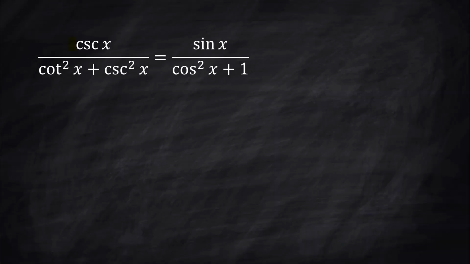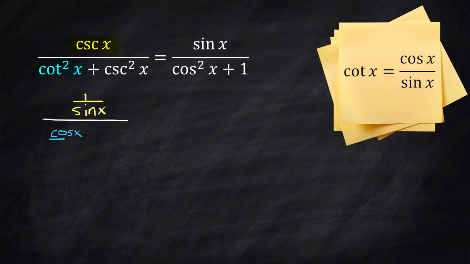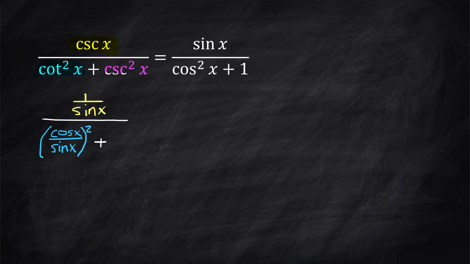Again, I'm going to switch everything into sines and cosines. Cosecant x on the top gets rewritten as 1 over sine x. Now we move to the denominator, cotangent squared. Well, cotangent is tangent flipped upside down, so that's going to turn into cos x over sine x squared, plus cosecant is really 1 over sine x, and that whole thing needs to be squared.